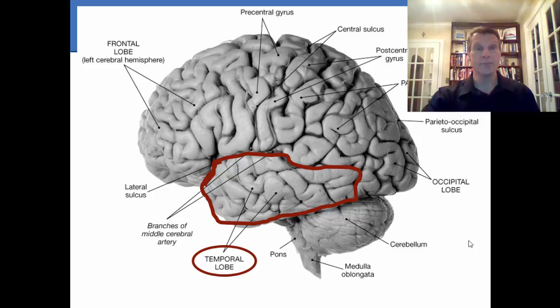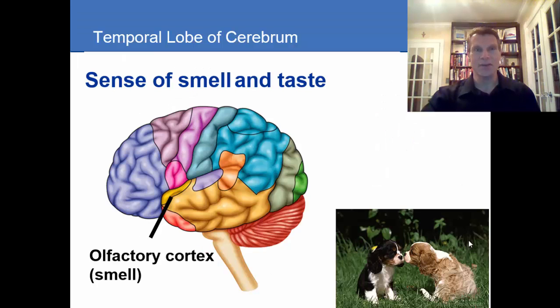Let's move on to the temporal lobe. The temporal lobe is right above your ears, and as such, it's going to be also responsible for our sense of hearing. What else does our temporal lobe do? Our temporal lobe is responsible for our sense of smell and taste. In fact, our olfactory nerves from our nose come directly into that olfactory cortex for our sense of smell. And our sense of smell and taste are intricately linked.